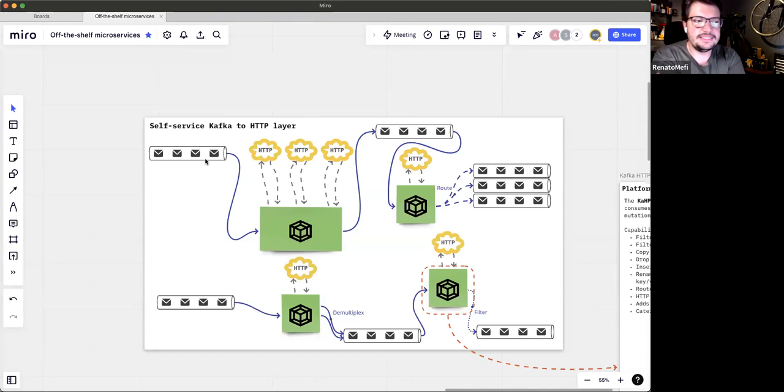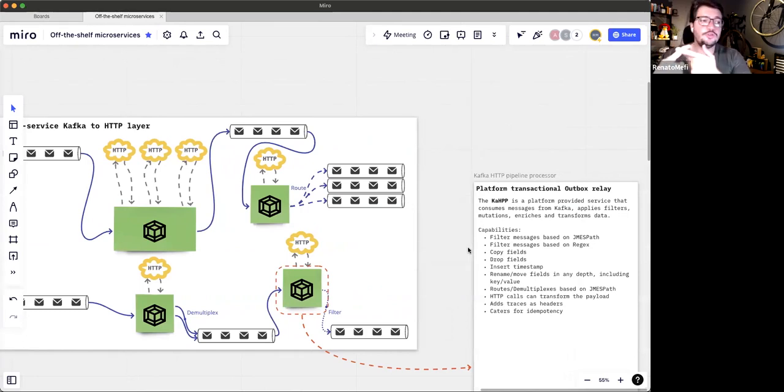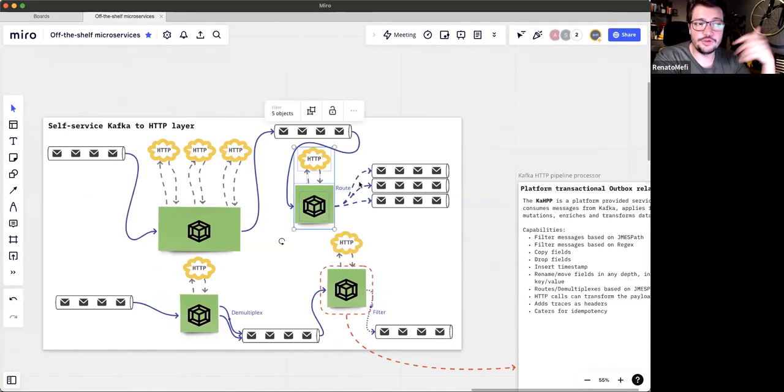So we created this self-service service as well, and it had many other functionalities. For instance, you could filter messages. Let's say I'm consuming a given topic, but I don't care about messages with a certain pattern. You can do filtering just by configuration, using JMESPath or regex. You could copy fields, drop fields, insert timestamps into the message, and rename fields. And then later we even started allowing you to route messages.